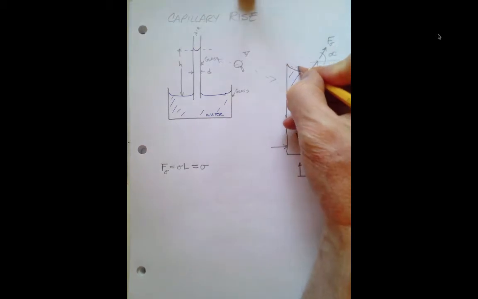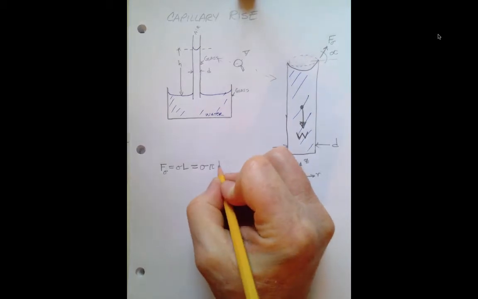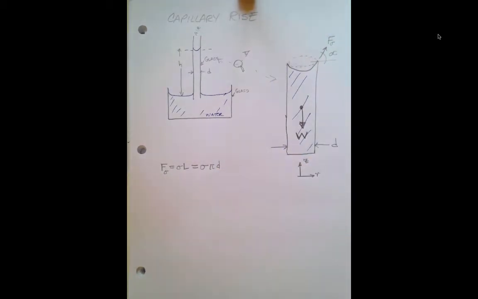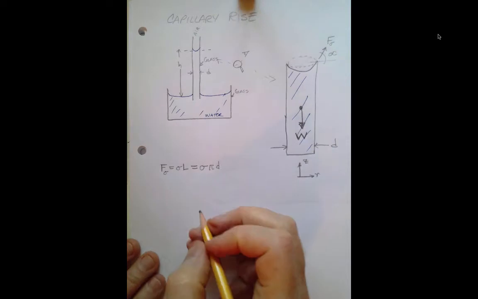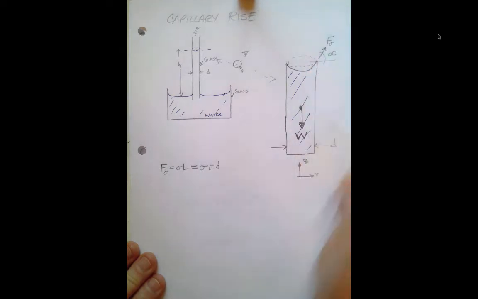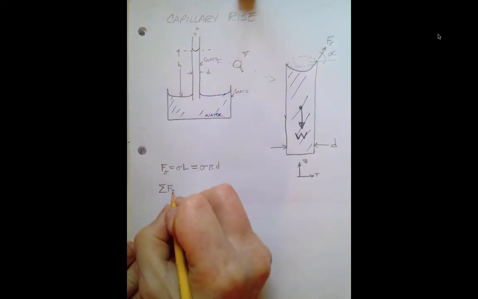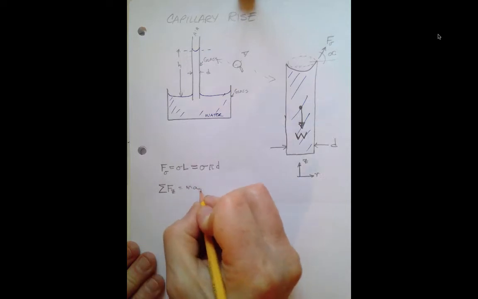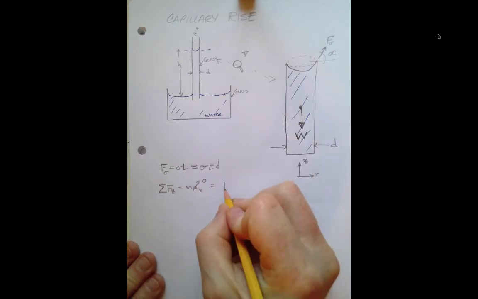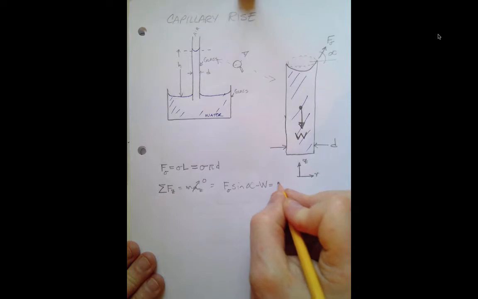Well, it's the length of the circumference, which happens to be pi times the diameter. But that force is pulling both in the radial and in the z direction. And the part that matters is what's in the z direction. That's what's holding the water up. So if we look at the sum of the forces in the z direction, mass times acceleration, z acceleration is 0. We have F sigma sine alpha minus W equals 0.